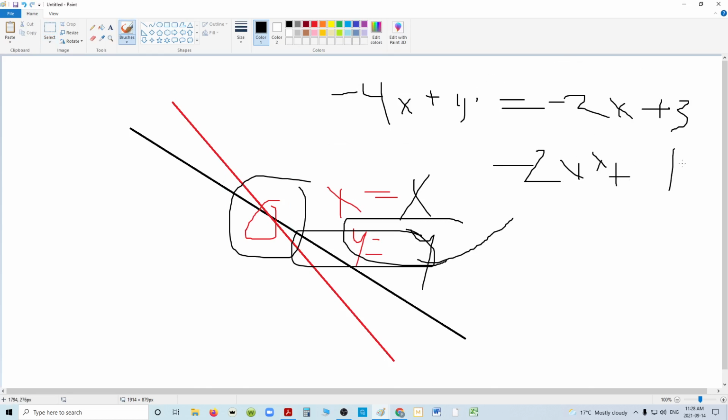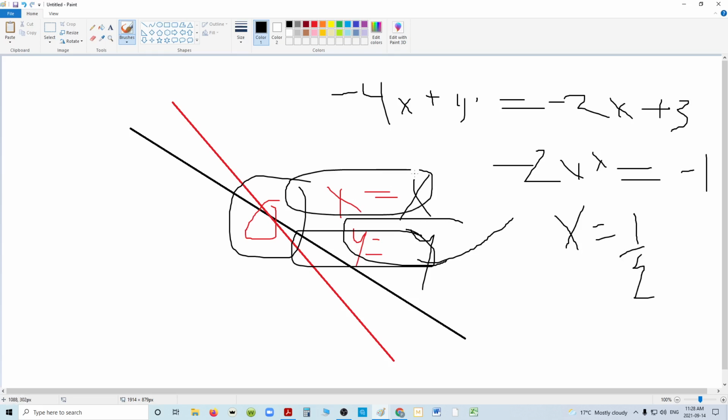It's going to equal 0, and actually just leave the 3 there and bring the 4 over. So I get minus 2x is equal to minus 1. Therefore, x is equal to 1/2, which means they meet when the x's are both 1/2.